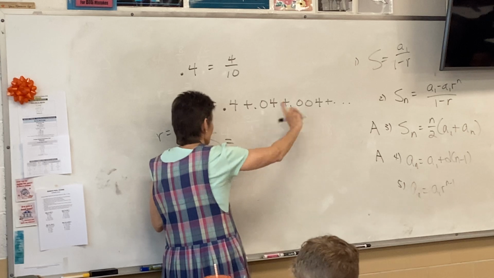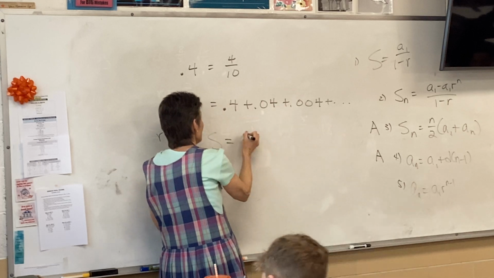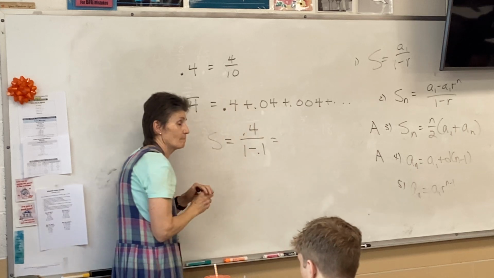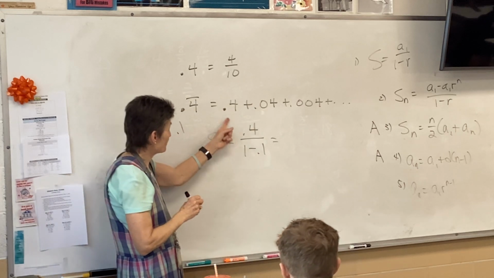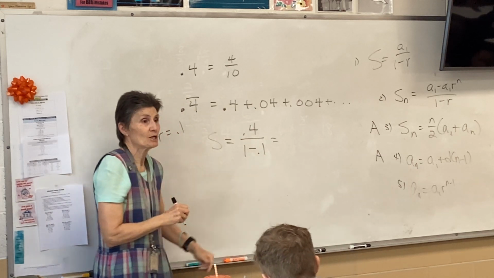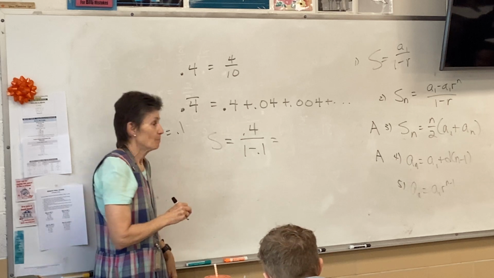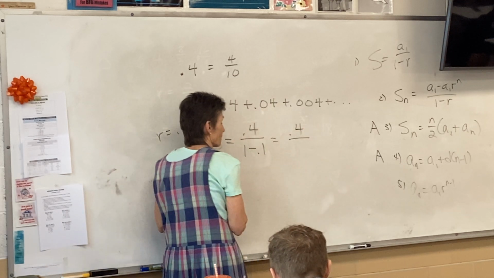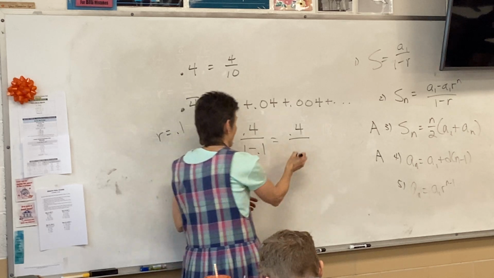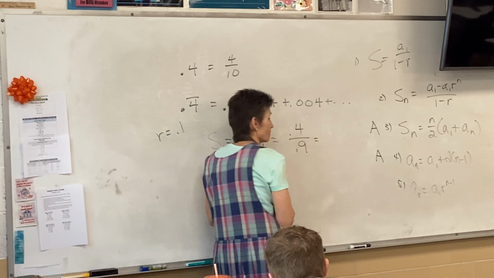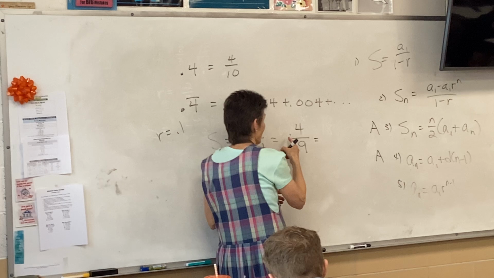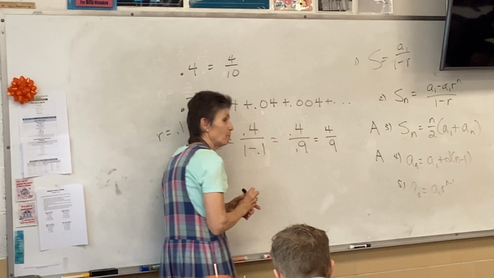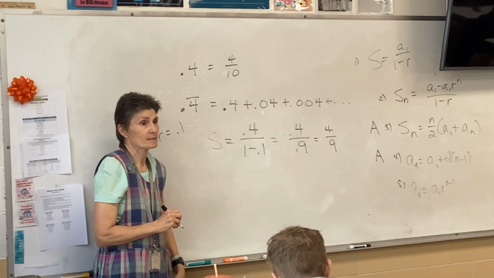It's infinite, that dot goes on forever. So 0.4 over 1 minus 0.1. My first term is 0.4, my ratio is 0.1. What is 1 minus 0.1? 0.9. And if I multiply by 10 to get rid of the decimal, I end up with 4/9.